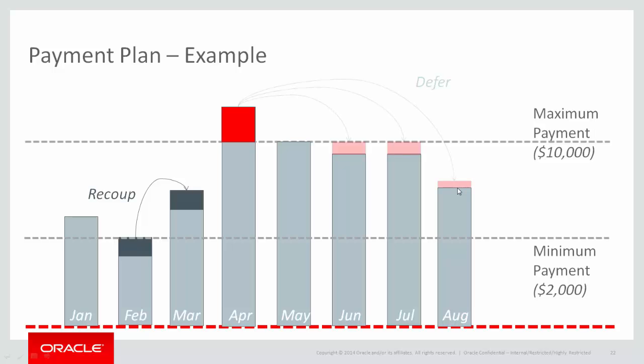So what deferment allows me to do is take the credit, the excess that we earned in April, and pay as much of it in June up to bringing us to our maximum of $10,000. It's then going to pay the excess in July, bringing us up to our maximum. And then in August, it's going to finish us off and pay the remaining amount. So again, the entire time we're keeping the minimum of $2,000 and the maximum payments of $10,000. Again, this is just a visual representation of how payment plans work within the application.